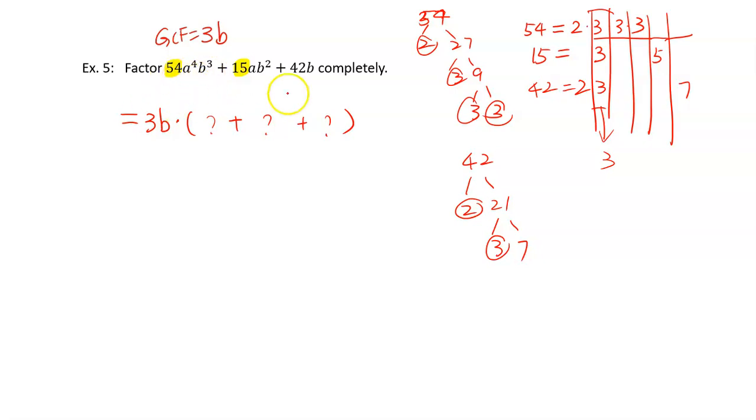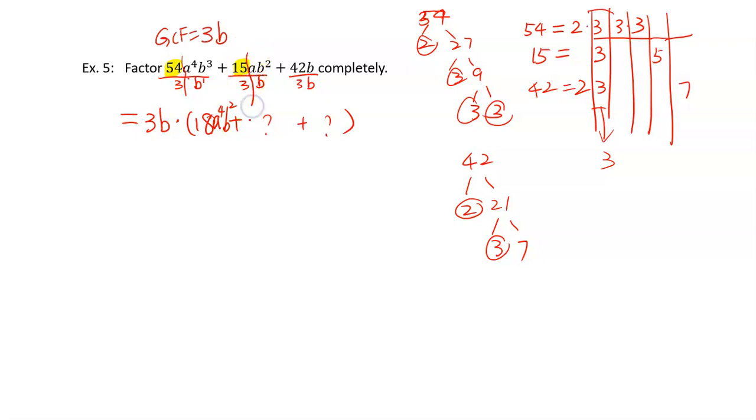Literally, I saved some space here so I don't have to rewrite these. So I can just put 3b down here, divide by 3b, divide by 3b, and divide by 3b. Now 54 divided by 3 is 18. And a to the fourth, I bring it down because there's no a to divide. b cubed divided by b gives me b squared. 3 minus 1 is 2.